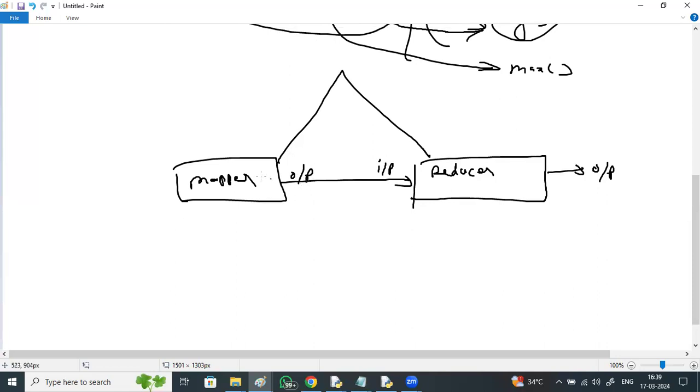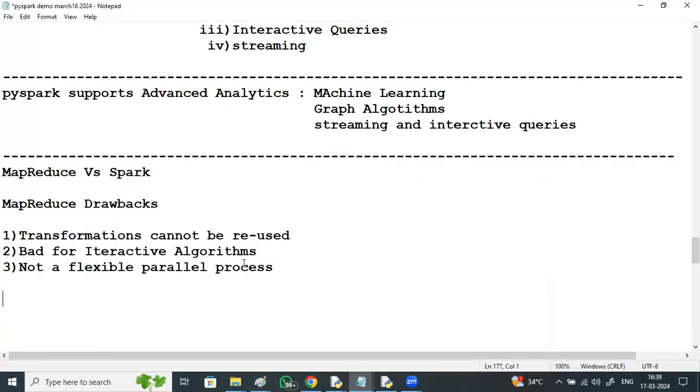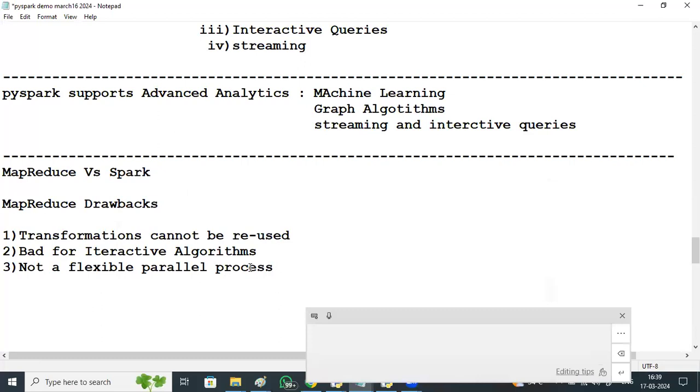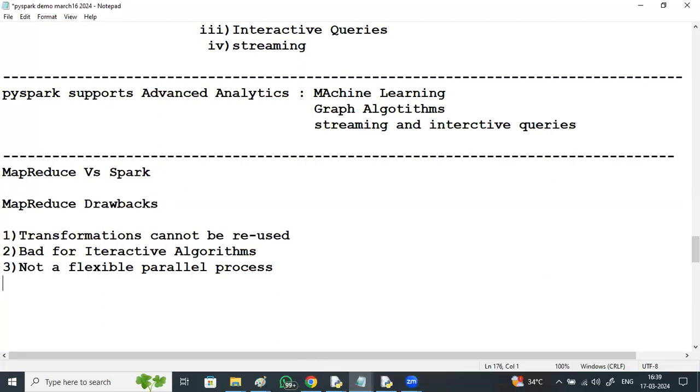No. Until mapper execution is completed, the reducer cannot execute, because once the mapper output is completed, its output has to be given as input to the reducer. Once it is taken as input, the reducer then gives the output, but both can't execute in parallel. So it's not a flexible parallel process, right? Yes, that is. And slow processing, right? Which one? MR.